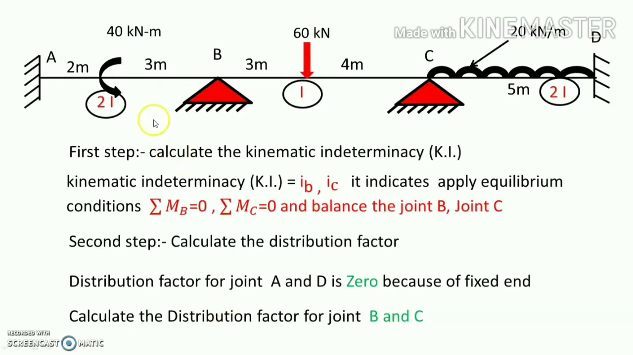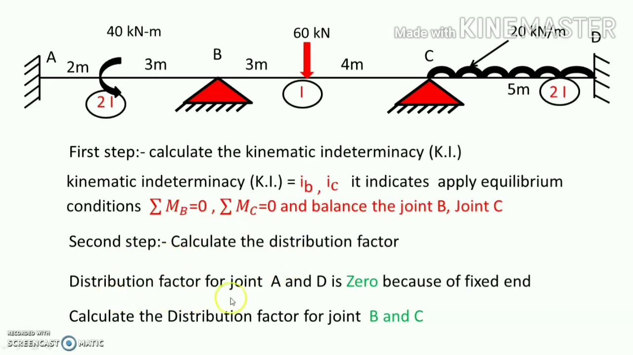Now, next step: this is the continuous beam ABCD. It is subjected to different loads in the different spans. The first step is to calculate the K of the beam. So, the K of the beam involves IB and IC, because here rotation is possible. So, IB and IC. Here we can apply the condition of equilibrium, that is sigma MB and sigma MC. Now, the next step is to calculate the distribution factor.